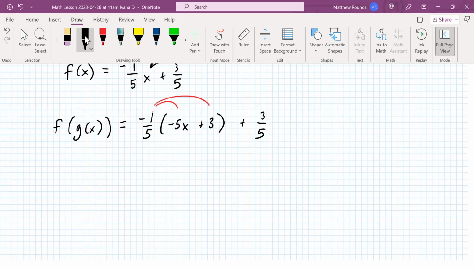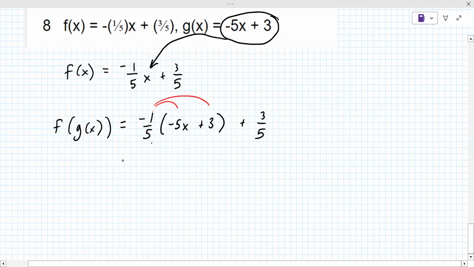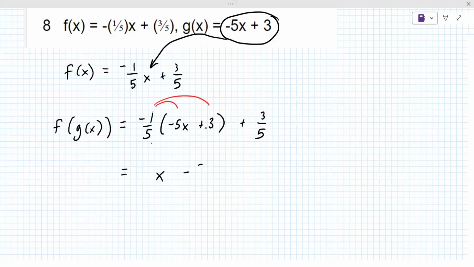And it looks worse than it really is. They are fractions, but it's okay. It will kind of work out nice. So we have negative 1/5 times negative 5x. That's just x. Negative 1/5 times 3 is minus 3/5. And then add 3/5 here. That's just bringing it down.